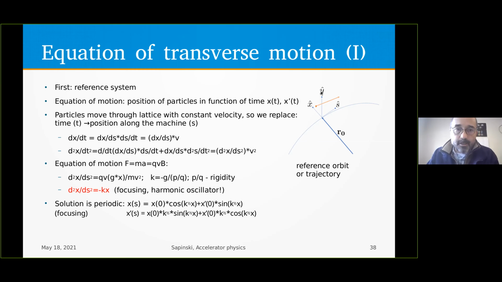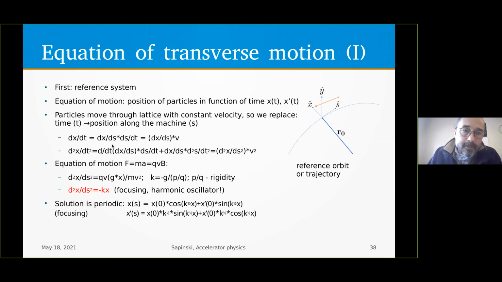which is epsilon. The equation of motion expresses the position of the particles as a function of time, the position and the angle. As the particles move through the lattice with constant velocity, we replace time with the position along the machine. And when you look at these calculations, you will see that we can easily do it. And what comes out here is the velocity of the particle.